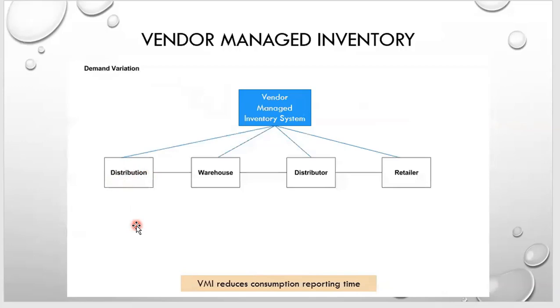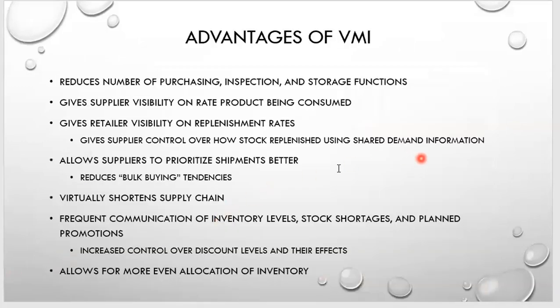So a VMI on paper sounds great, but sometimes it works great, sometimes it doesn't. It just depends on the kind of relationships within the parts of the system that the VMI is a part of. So here are the advantages. Reduces the number of purchasing, inspection, and storage functions. This is important because if VMI provides all this information, each of those entities doesn't have to do this. They just get the data from the VMI.